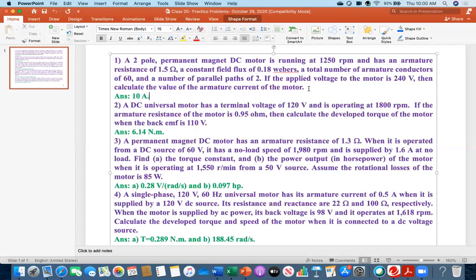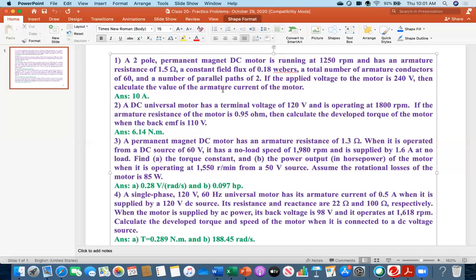Okay, so first, did you write the correct equation for armature current, IA equals VT minus EB over RA? Yes, sir. Okay. VT is given, 240 volts. And RA is also given: see the beginning of the second line, the RA value is 1.5 ohm. Now you need EB.